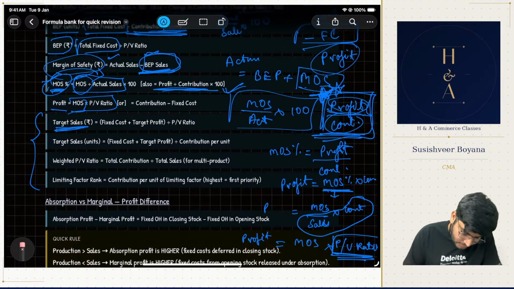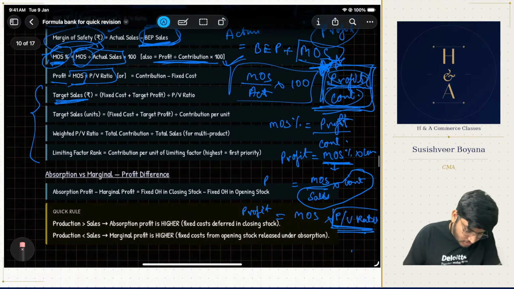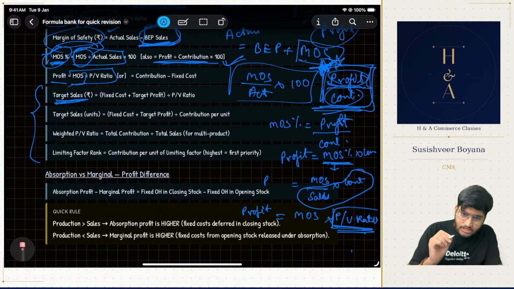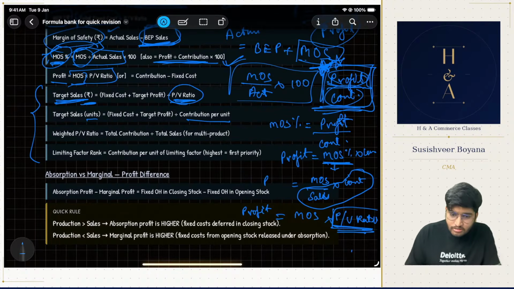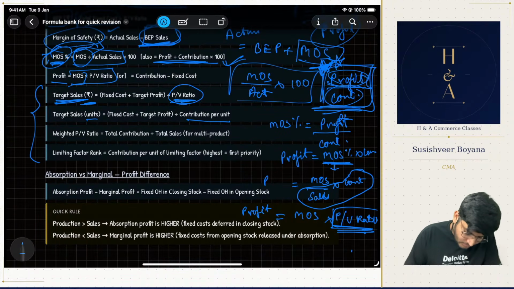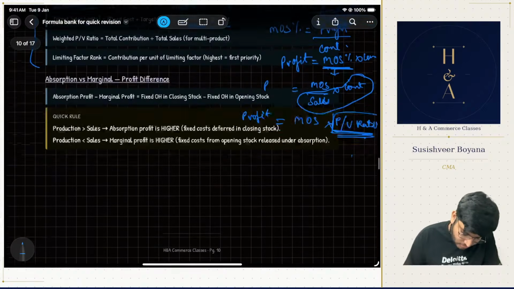Sir, how am I getting this, sir? Even for the shutdown costs, I don't think they've given a shutdown cost. Never mind. There is going to be a shutdown cost question as well. I'll write down the formula. Target sales is similar: whenever units, we use contribution per unit. Whenever it is amounts or values, we use PV ratio. So what is shutdown cost that you're talking about?